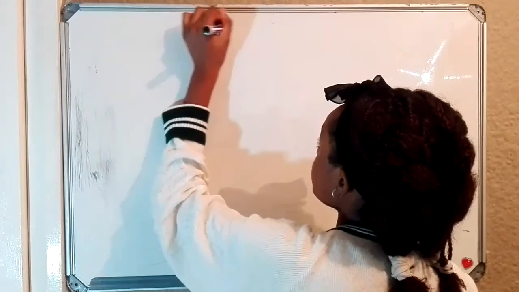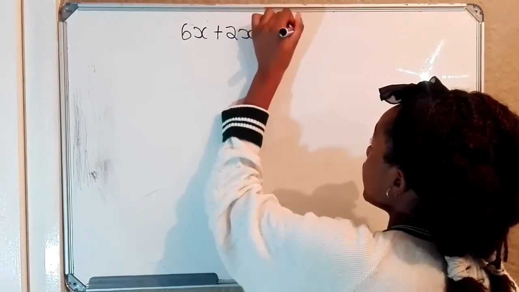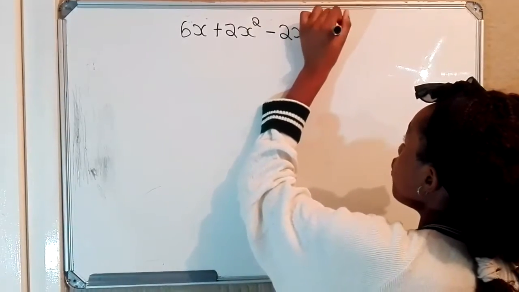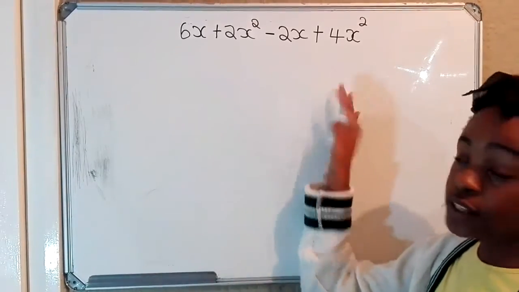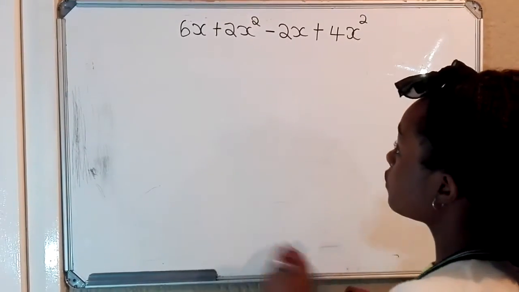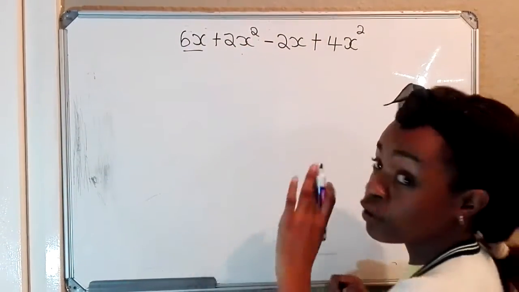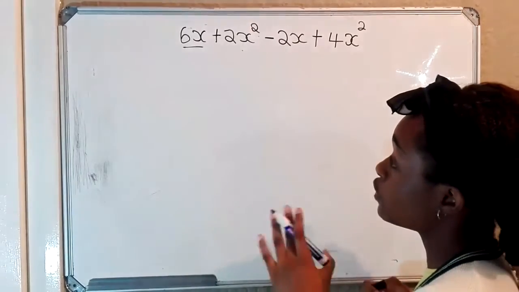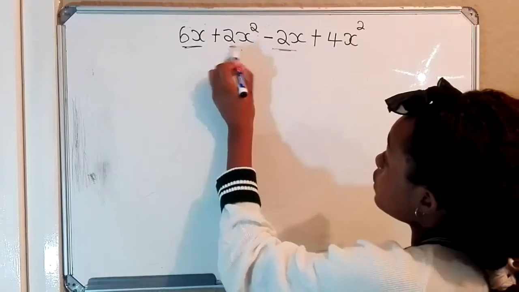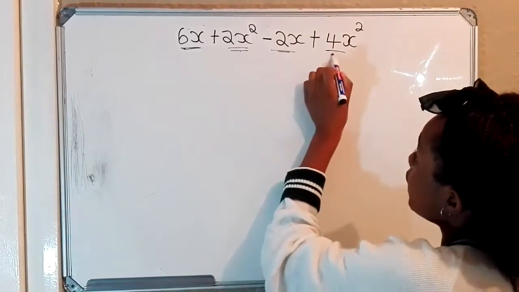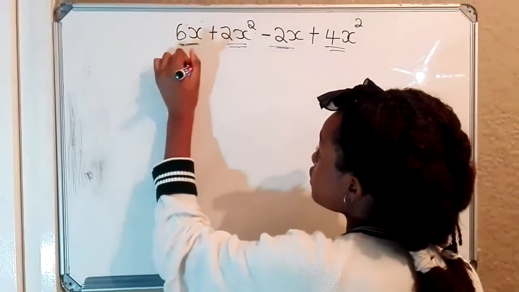Say we have 6x plus 2x squared minus 2x plus 4x squared. Alright? Feel free to pause this video and try this on your own, right? So we have x and we have x squared. So they're not like terms, they're different terms. So we'll add or subtract everything that has x, and add or subtract everything that has x squared, okay? So we have 6x minus 2x gives you an answer of 4x, okay?